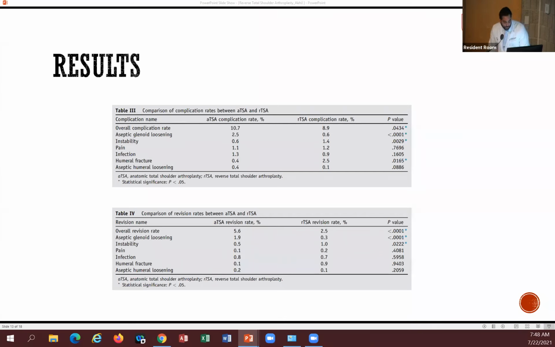Infection rates were similar for both. They were not significant from each other. However, they were clinically significant. So the anatomic total shoulder group was 1.3% and the reverse total was 0.9%. And the two most common complications, as you can see in this table, for anatomic included subscap and rotator cuff tears and aseptic glenoid loosening. And then for the reverse total group included acromial or scapular fractures, as well as instability, which is a way to measure dislocation as well.